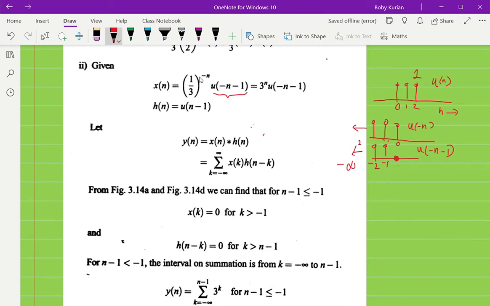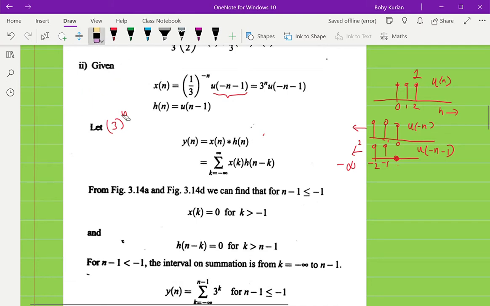Anyway, the first part of it is (1/3) raised to minus n. So what is (1/3) raised to minus n? That is (1/3) raised to minus 1, into n, or (1/3) raised to minus 1 whole raised to n. So what is (1/3) raised to minus 1? That will be equal to 3. So that is nothing but 3 raised to n.